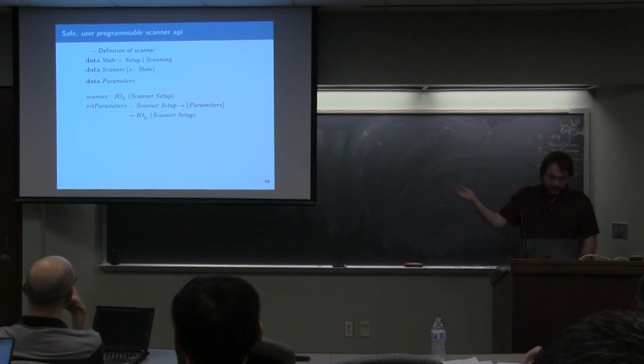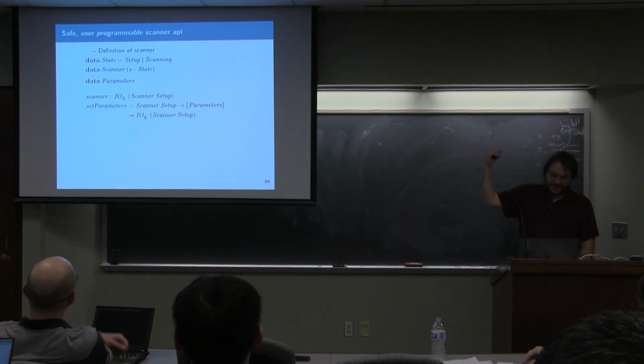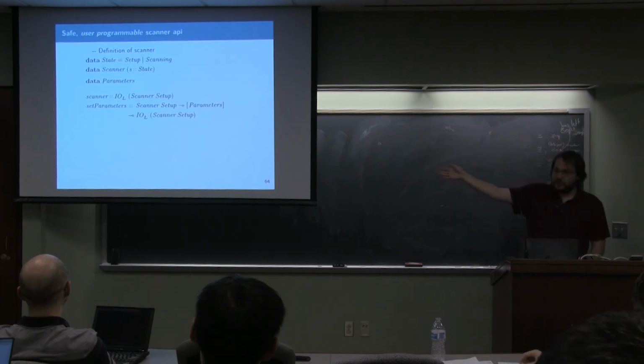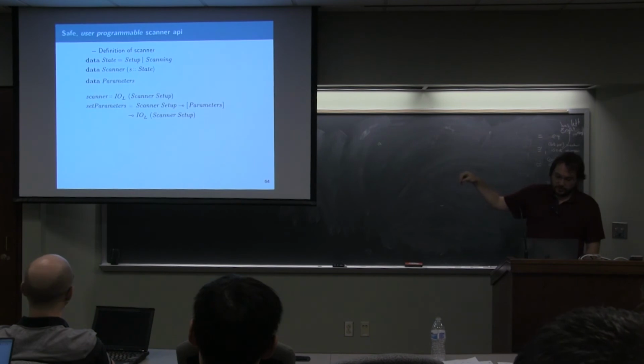So for our API, we have a few things. We can basically create a scanner. I mean, obviously, it's not easy to just magically create one, but in our API, you can easily create one. You can create a scanner, and it gives you one in the linear monad. It tells you that you have a scanner that's in the setup mode.